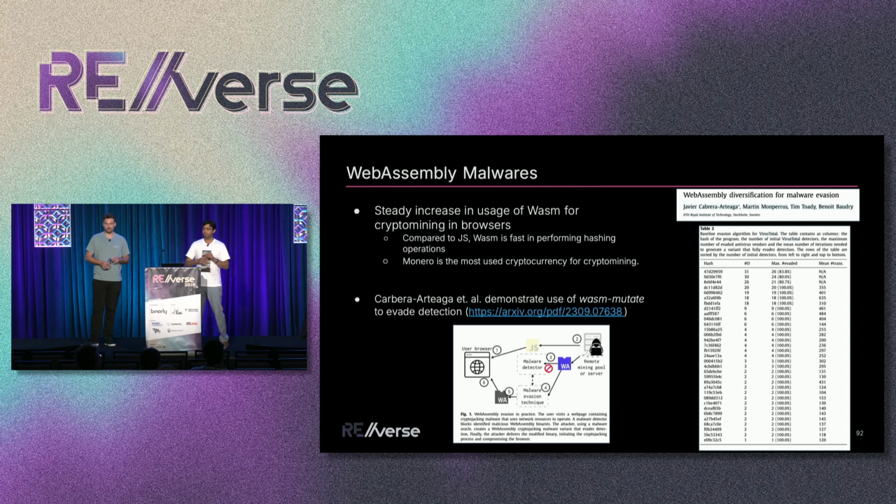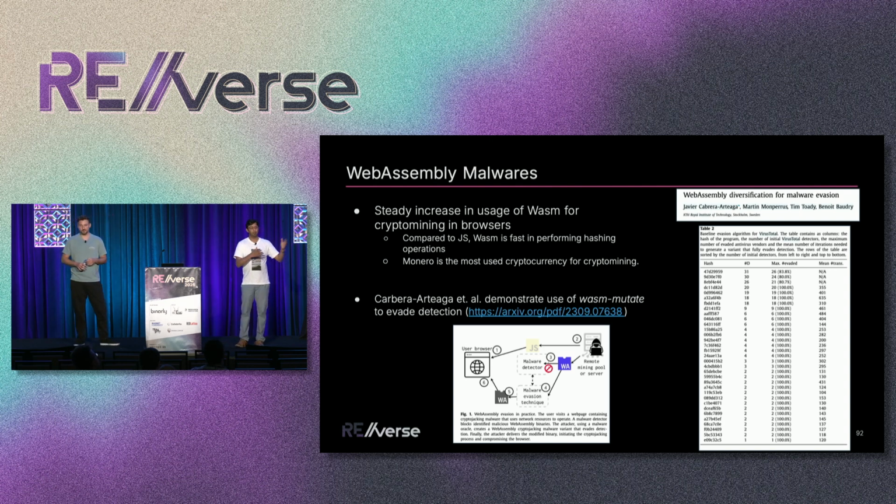So after all this testing, we said, OK, let's try to get some real-world examples. What's happening in the real world now? So we see that WebAssembly is being used a lot to write crypto miners as malware. So you go to some website, these things will be loaded, and will be doing crypto mining in your browser.